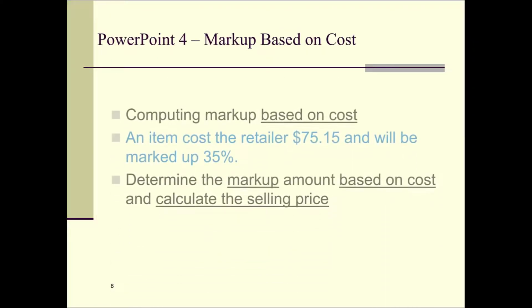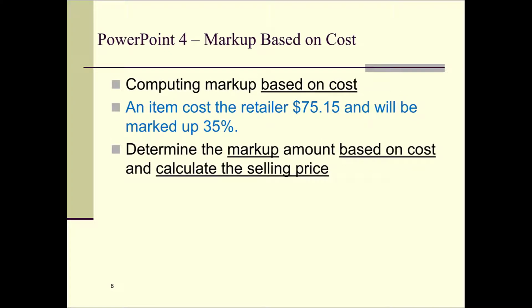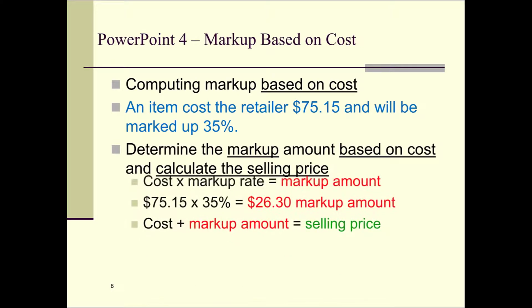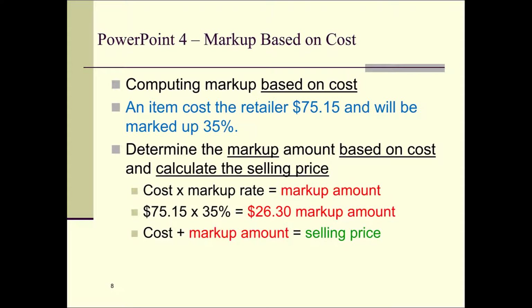So let's do one that's not so obvious. We have an item that costs us $75.15, and we're going to mark it up 35%. And remember, in this scenario, the markup is based on cost. So the first thing we need to do is to calculate the markup amount, and then calculate the selling price. To calculate the markup amount, you take the cost times the markup rate. So 75.15 times 35% equals $26.30 for the markup. To calculate the selling price, you just then add the markup amount to the original cost.